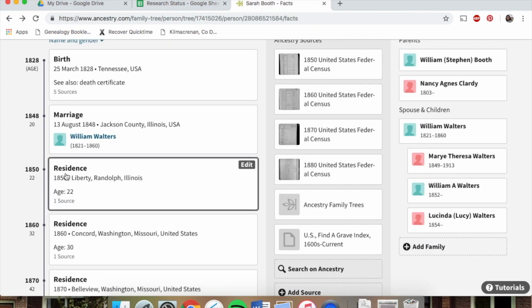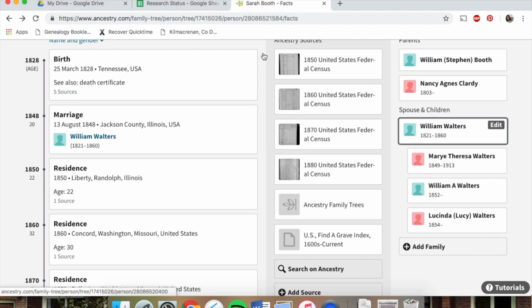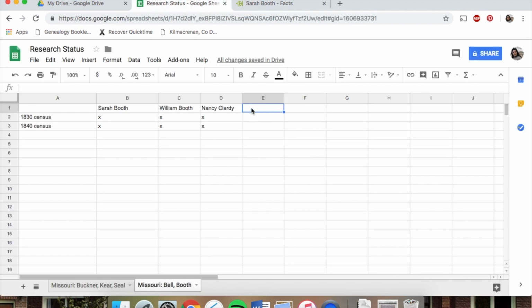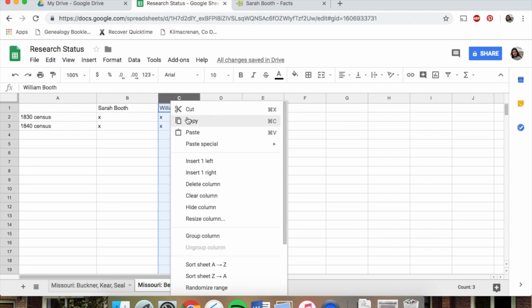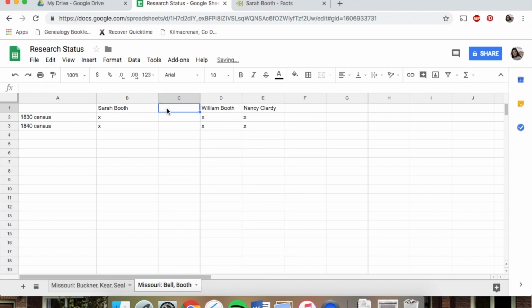Then I have the 1850 census where she's living with her husband in Illinois. This is interesting. I would assume that he had at some point taken out a land patent, or there's some record of him buying that property. So that is something that I'm going to want to look into. So I'm going to add her husband, who is William Walters, down to this. Actually, I'm going to put him in next to her.